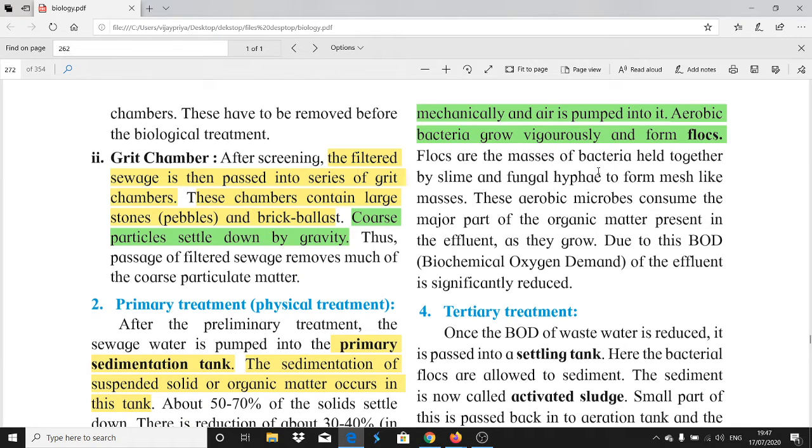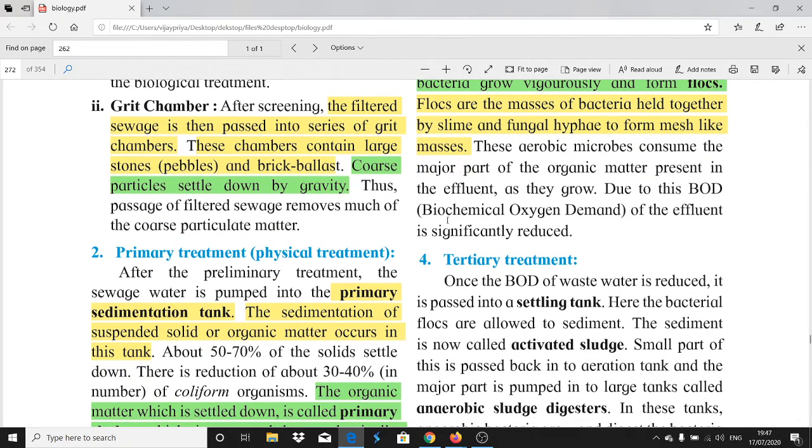So the aerobic bacteria grow vigorously in large numbers, and they form flocks. Now, what are flocks? Flocks are masses of bacteria held together by slime and fungal hyphae, mesh-like masses. So these flocks are formed. These aerobic microbes consume the major part of the organic matter present in the effluent as they grow. So, due to this, the BOD, or the biochemical oxygen demand, gets reduced.